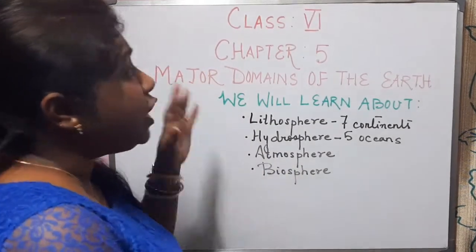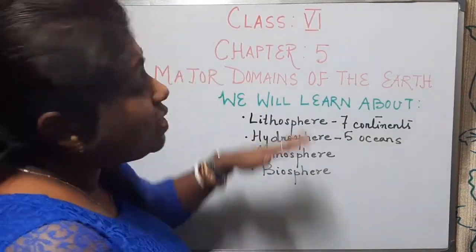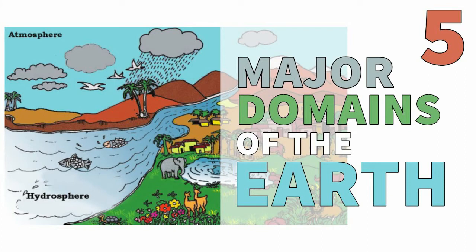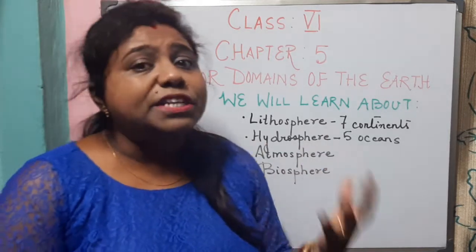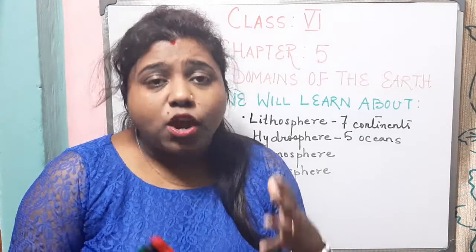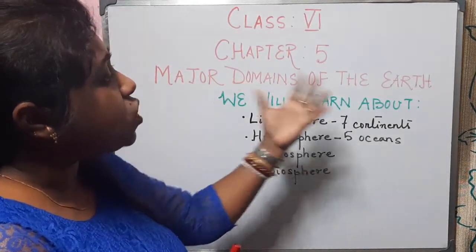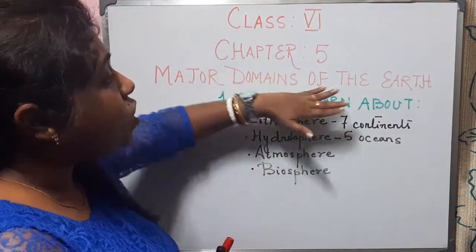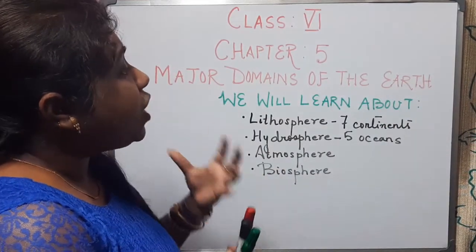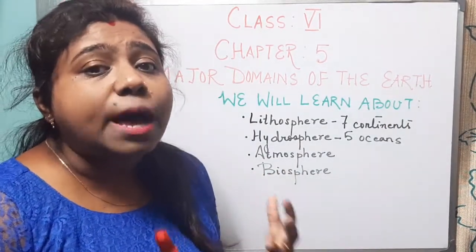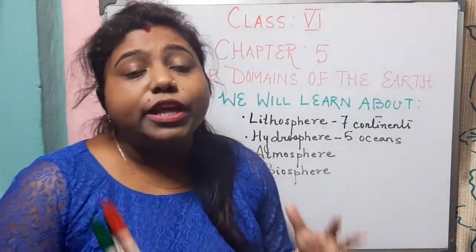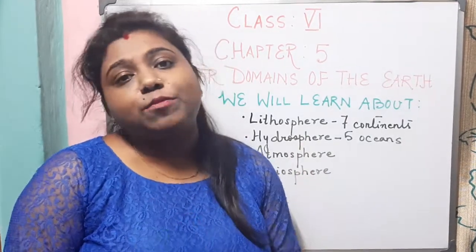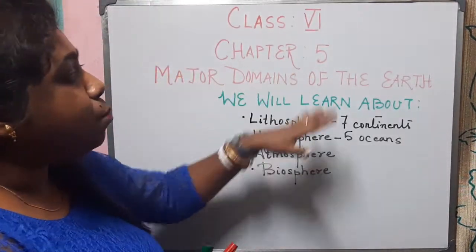Today we will start with a new chapter for class 6. We will start with chapter 5, major domains of the earth. Now what do you mean by domain? Domain means anything that exists within a particular area or territory. When we are talking about the major domains of the earth, we mean the components, the subsystems that lie within the territory of the earth, or the components that form the system of the earth. That is referred to as the domain of the earth.